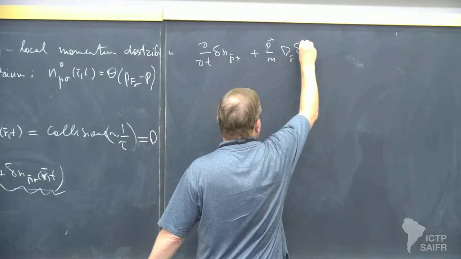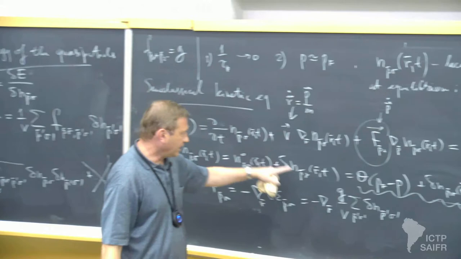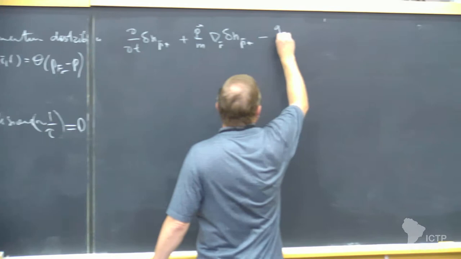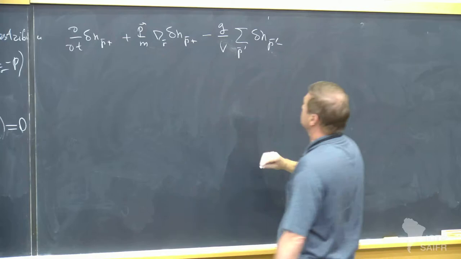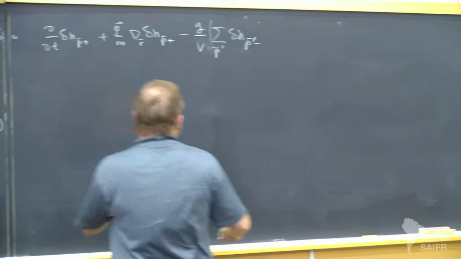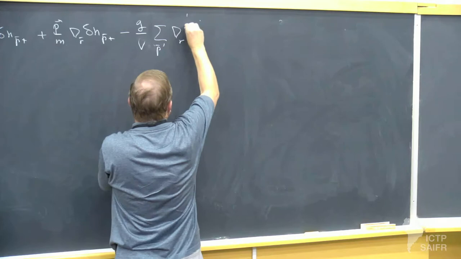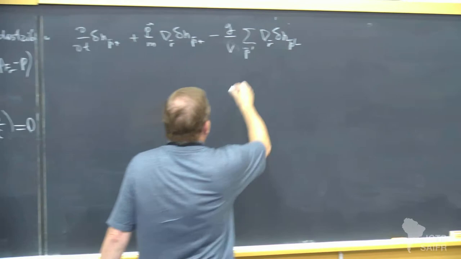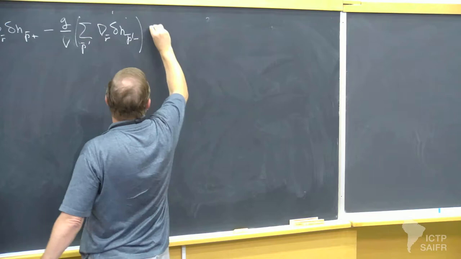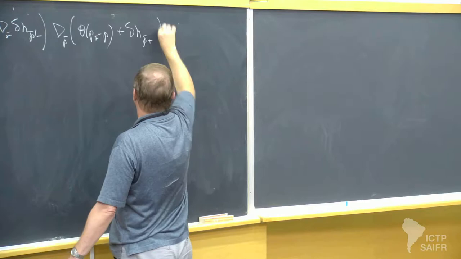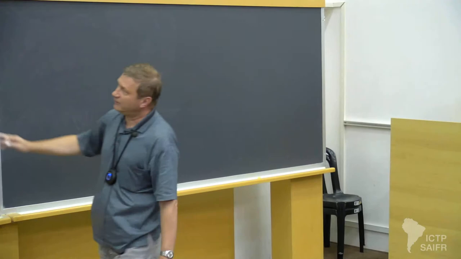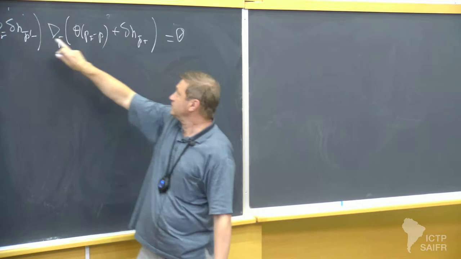And now comes the fourth term, where I have minus G over V, sum over P prime, delta n p minus, p prime minus. And a gradient, of course, comes inside. And this was my force. Now I have to multiply with a gradient with respect to momentum that acts on my equilibrium distribution plus delta n p plus, and it's all zero. So I just simplify. But now, of course, I'm in the first order. To first order, you see you have here delta n, so therefore this delta n I can ignore.